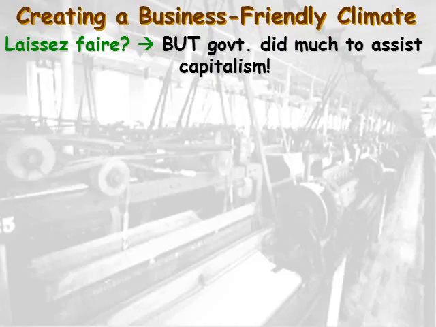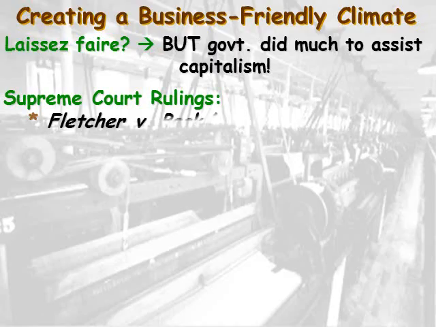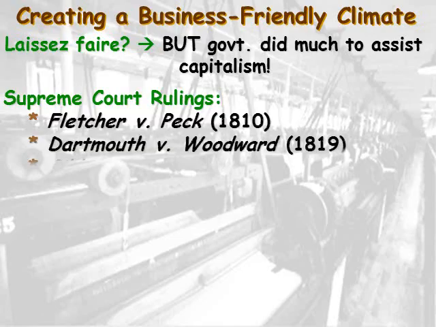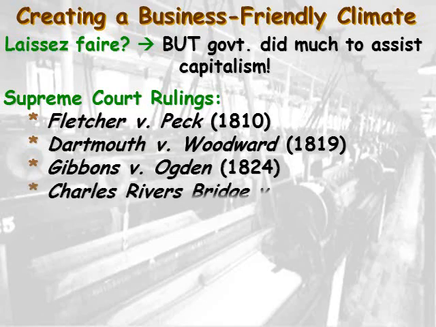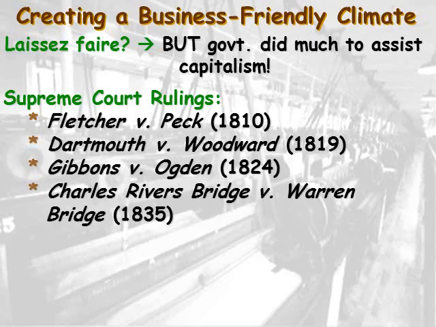The government actually helps create a business-friendly country. So, for example, the Supreme Court makes a number of rulings that benefit business. For example, both Fletcher versus Peck and Dartmouth versus Woodward have to do with the federal government protecting private contract rights. Fletcher versus Peck had to do with land that had been illegally sold, that the person who sold it wasn't really theirs to sell.